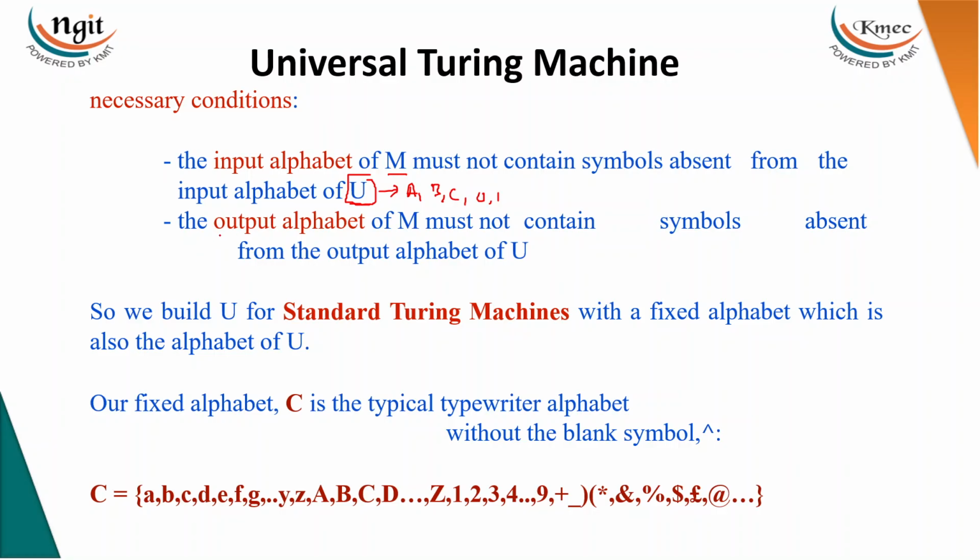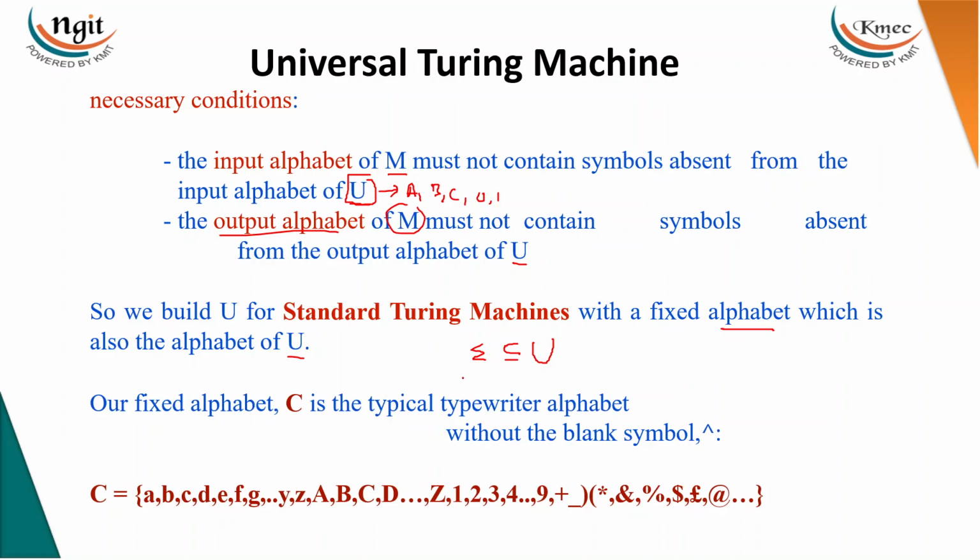In the same way, the output alphabet of the Turing machine also must be a subset of the universal Turing machine's. So we can build a universal Turing machine for a standard Turing machine with a fixed alphabet, which is also the alphabet of the universal Turing machine. Simply we can say that the alphabet of the standard Turing machine is either a subset of or equivalent to the universal Turing machine alphabet. If not, we cannot.